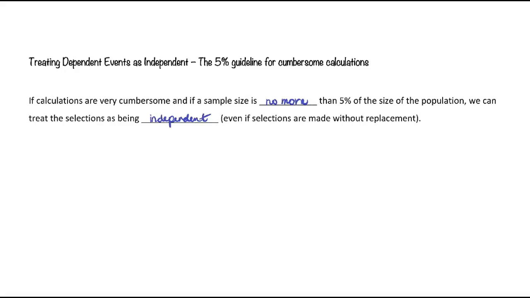In other words, when our numbers are so large and we have such a small sample size in comparison, we can simplify our workload and calculate probability as if the events are independent. Let's take a look at an example to help us understand this concept.